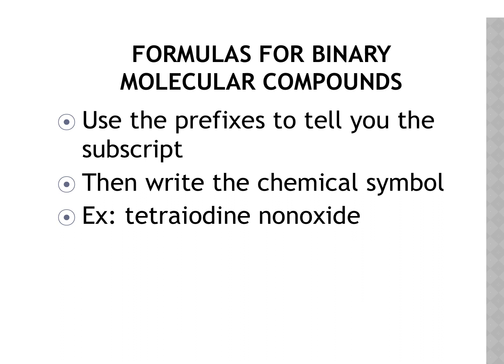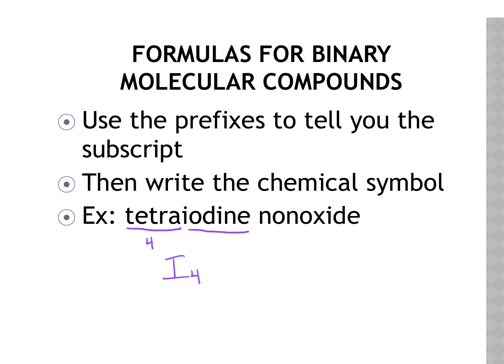All right, so to figure out our formulas, again, we don't have to look for charges. We don't have to do crisscross rules. We just have to look at the prefix. What does the prefix tetra mean? 4. Okay. And then we look at the elements. So the element in this one is iodine. Okay. So it's just telling you there's 4 iodines.